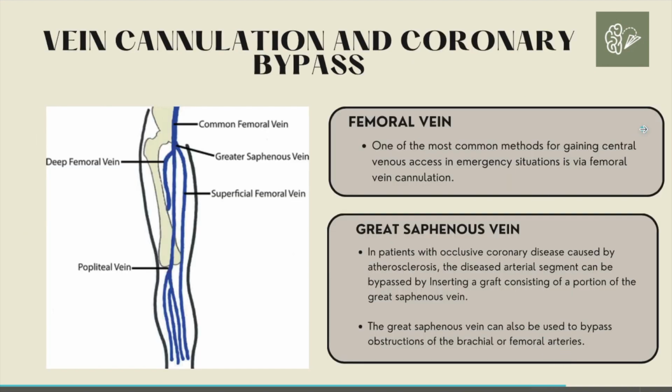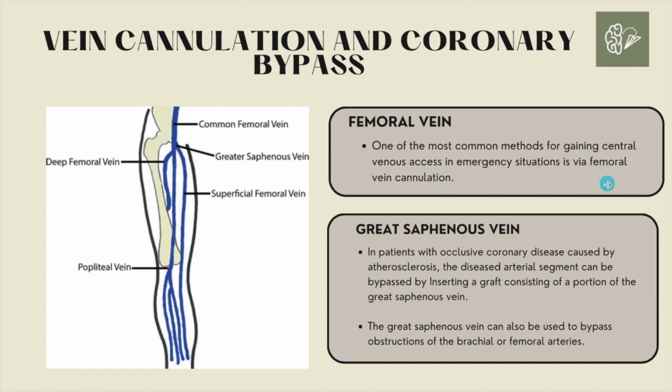Now, moving on to the clinical importance of the veins of the lower limb, they could be used in multiple cases. So the femoral vein is one of the commonest sites that is used for gaining central venous access during emergency cases, which they're going to perform vein cannulation. Vein cannulation is a process by which they're going to insert a cannula, which is like a plastic tube that they could collect blood with. They can administer fluids, or they could also administer medications, depending on the situation, but it's ideally used in emergency situations.